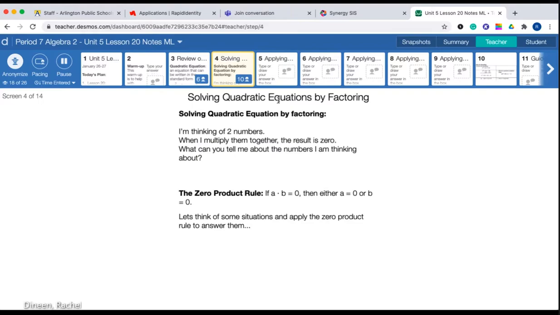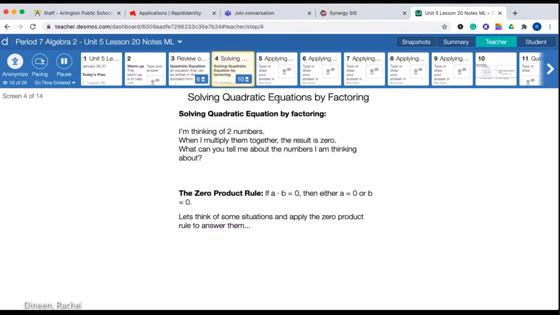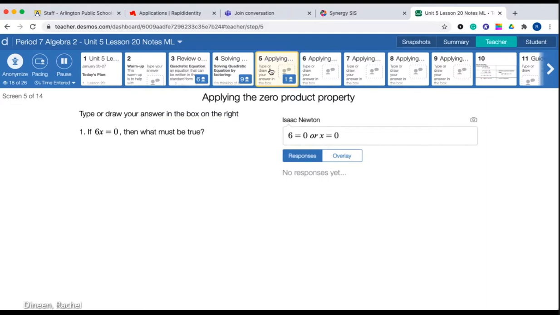Anyone? Let's see what's in the chat. All right. One of them is 0. Good. 1 and 0. Good. 3 and 0. Great. Yeah, so notice all of those answers are correct, even though they were different. Anything times 0 is always 0. So the zero product rule says if A times B is 0, then either A equals 0 or B equals 0. So let's think of some situations and apply the zero product rule to answer them. So let's move on to slide 5.